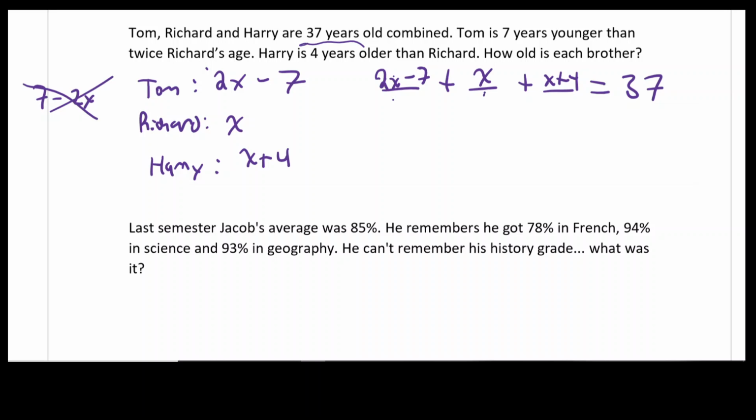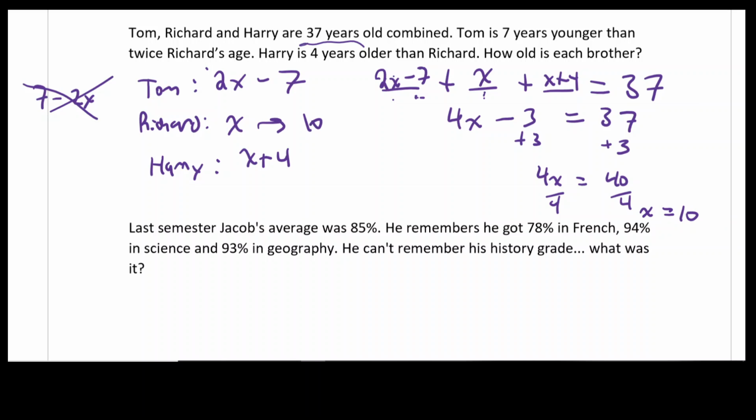I've got 2x plus x again. That's a total of 4x. I've got negative 7, positive 4, so that makes negative 3 equals 37. Add 3, add 3. 4x equals 40. Divide by 4, divide by 4, and we get x equals 10. And what does that mean? That means Richard is the person that's 10 years old.